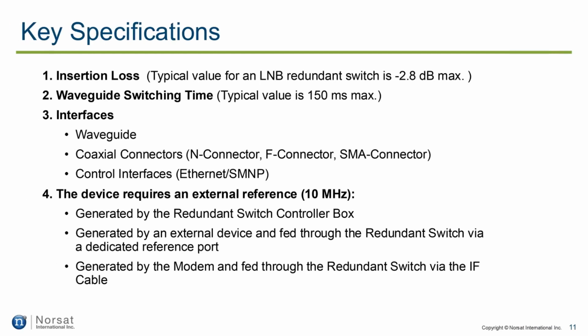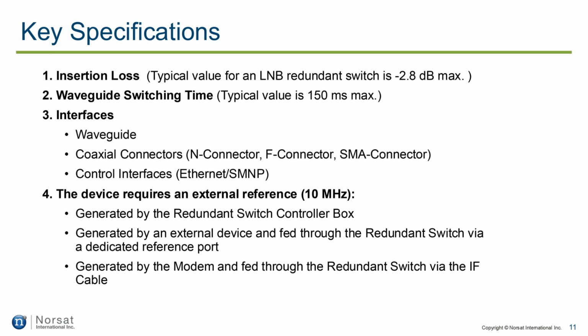Let's take a look at the key specifications of a redundant switch system. The insertion loss refers to the loss of signal power resulting from the insertion of a device in a transmission line. Typically, a redundant switch system is designed to have low insertion loss, ensuring that the signal attenuation is minimal as it passes through the redundant switch. Typical insertion loss for an LNB redundant switch is -2.8 dB maximum. The waveguide switching time refers to the time it takes for the system to switch from the active device to the standby device. In a redundant switch system, fast switching times are critical to ensure minimal interruption in communication. Typical waveguide switching time is 150 milliseconds maximum.